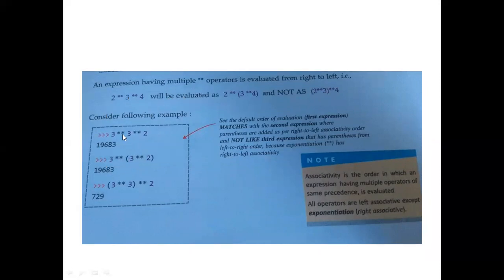So here, if it is like 3 asterisk 3 asterisk 2, the result will be this. But you can write it from right to left, so putting it in brackets will give the same number, but if you put brackets from the left, the value comes out different. So see the default order of evaluation: the first expression matches the second expression, where parentheses are added according to right to left associativity order, not like the third expression that has parentheses from left to right, because the expression has right to left associativity. So always the associativity will be evaluated right to left.